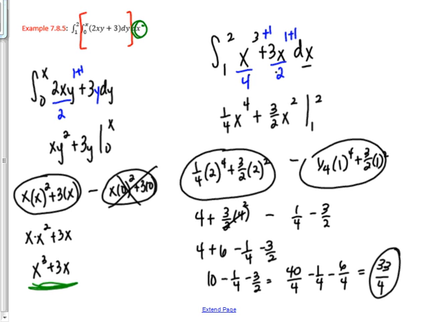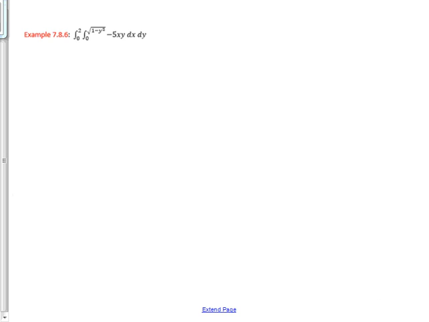Alright. Here we go. Same thing. This one looks way worse than it is, by the way. So again, you split your dummy variables, you split your integrals. So integral from 0 to square root of 1 minus y squared of negative 5xy dx.